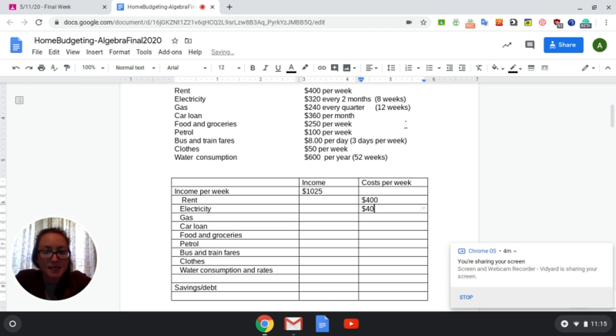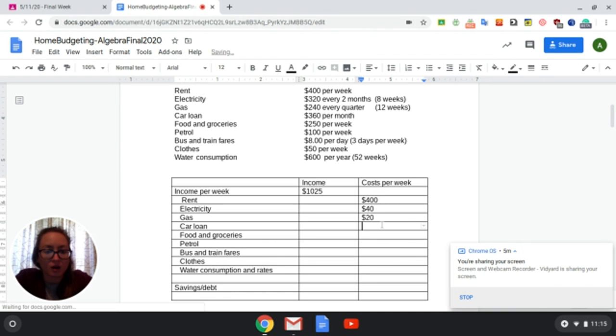All right. Then it says that gas is $240 every quarter for 12 weeks. So that means we've got to split 240 into 12 increments. So 24 divided by 12 would be 2, and then put that 0 back on there. So that's $20 per week.